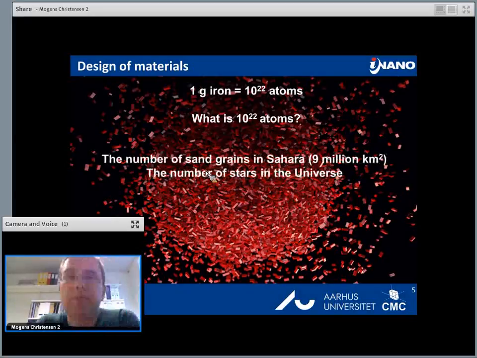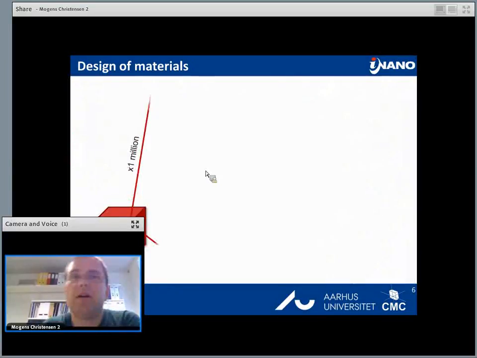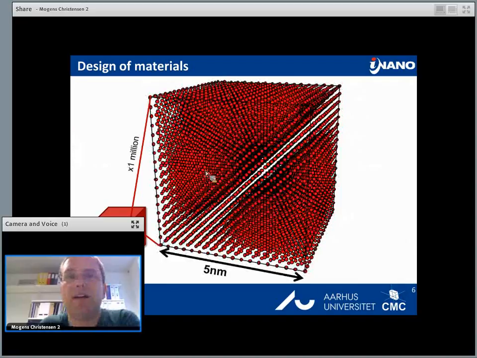Well, some people say it's the number of sand grains in the Sahara Desert, which is 9 million square kilometers, or the number of stars in the universe. Both are really difficult to compare to. But 1 gram of iron is actually the same as a cube, which is 5 by 5 by 5 millimeters. Now, if I take that cube and actually enhance it by 1 million, I get something that is 5 nanometer big.